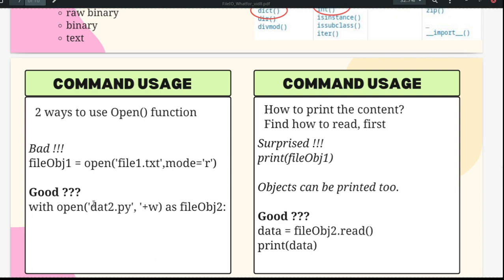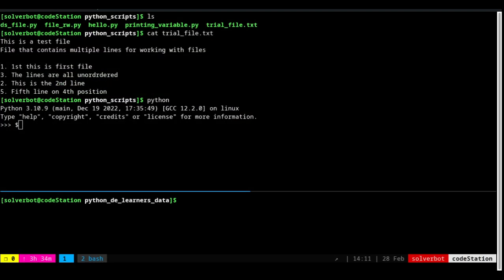Okay. Let us go back to the terminal. If I go here and say with open, and I open the file trial_file.txt, and I ask file object 1.